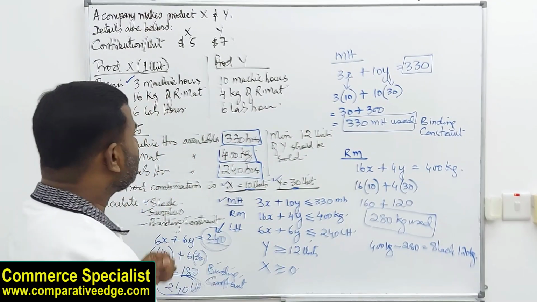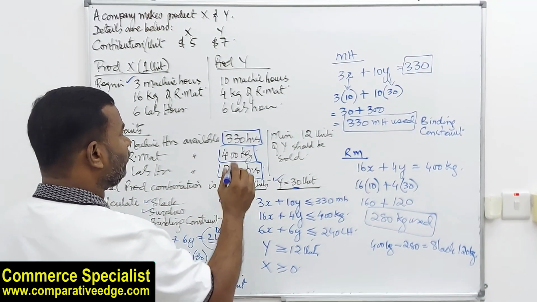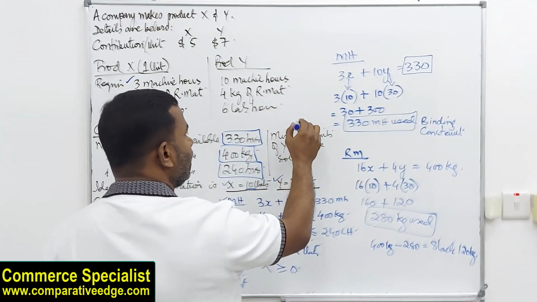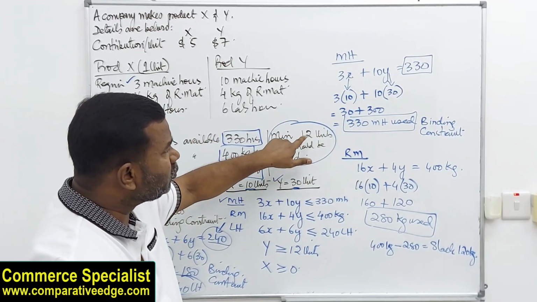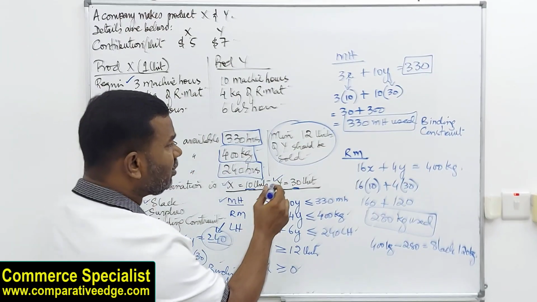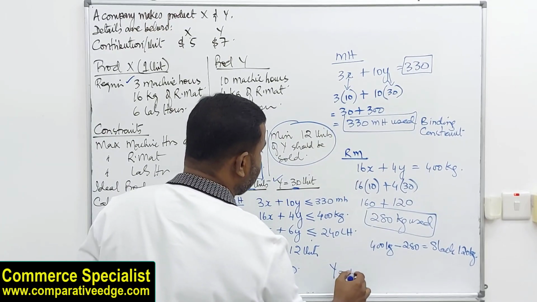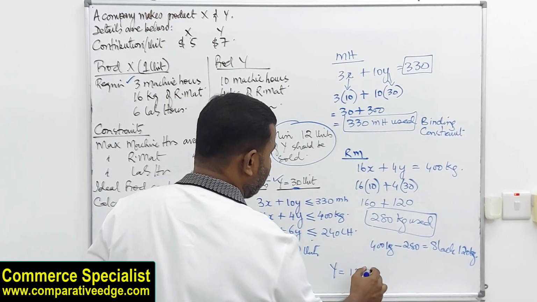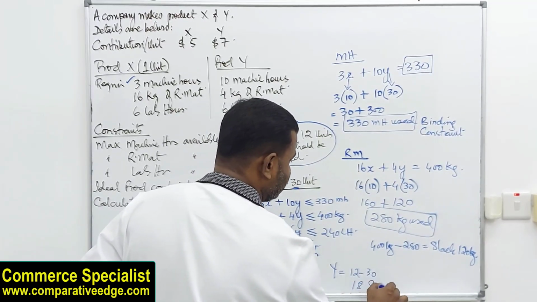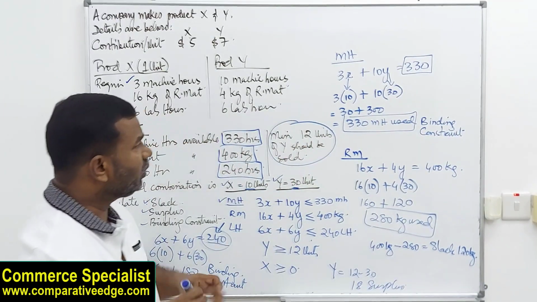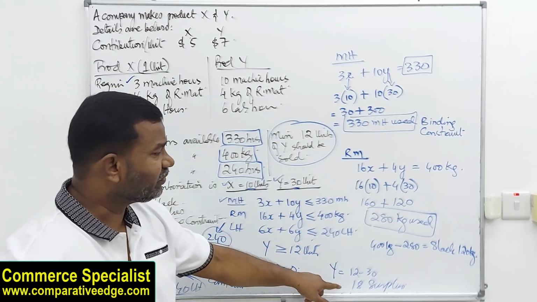Now let's look at your constraint of Y. You were supposed to make minimum 12 units, but your ideal combination is 30. So when we talk about Y, you were supposed to make 12, but you make 30. So 30 minus 12 is 18. This is known as surplus. Surplus means you were okay making minimum 12 units, but in reality you made 30. So if you make extra, you have surplus.